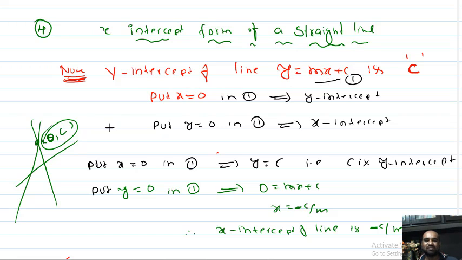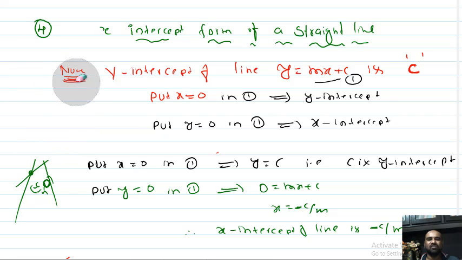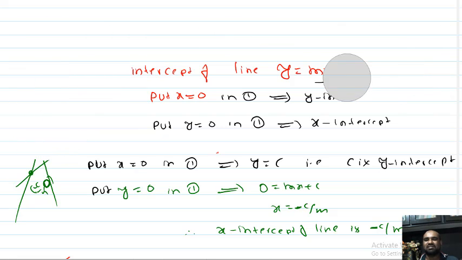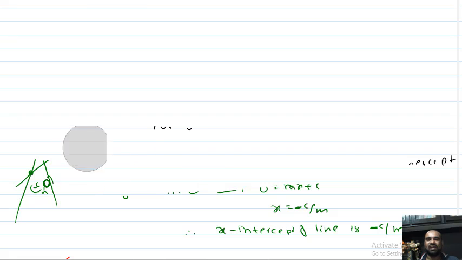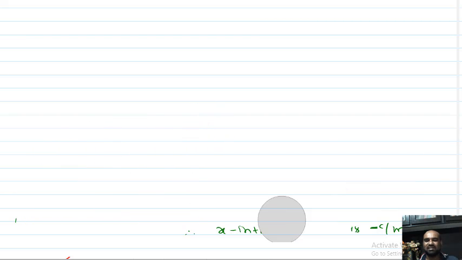C is the y-intercept and the point is (0, c). Don't confuse them. Sometimes they will ask, at what point does this line intersect the x-axis? You should write the point as an ordered pair. In this ordered pair, obviously y is 0 only. We need to find x. We found x, that is minus c by m. So, what can I say? This line intersects the x-axis at the point (minus c by m, 0). In this way, you can find the x-intercept, the y-intercept, and where the line intersects the x-axis and y-axis.